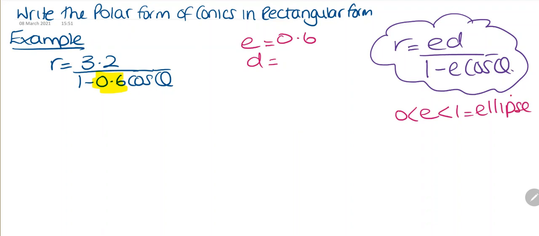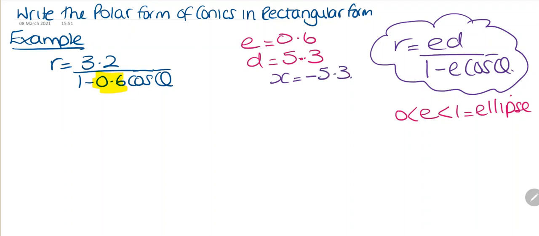And the directrix, we know that we can work this out. This is 3.2 divided by 0.6. So our directrix is going to be 5.333, and we'll just leave it at 5.3. And because it is minus, it's going to be x is equal to minus 5.3.